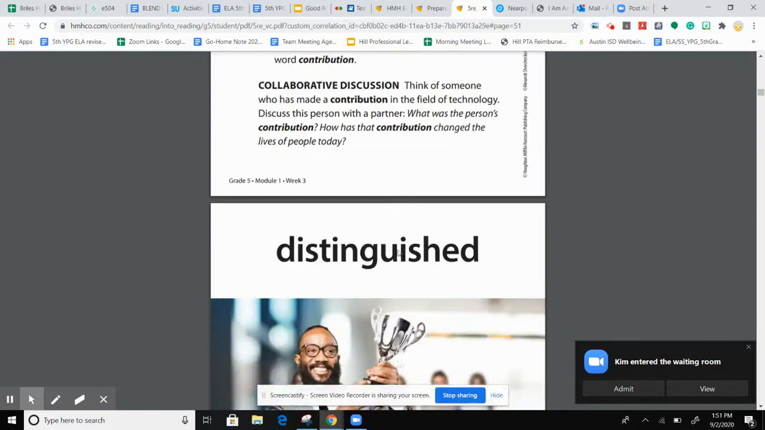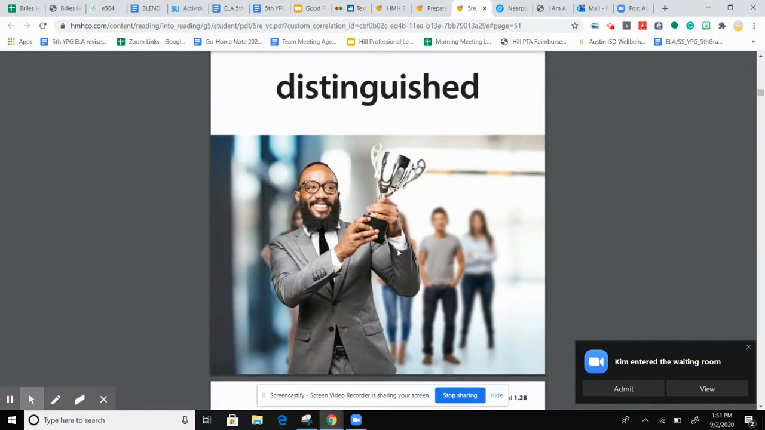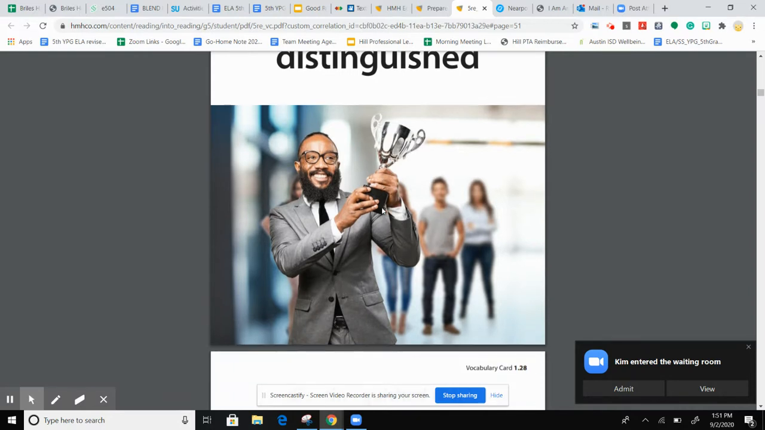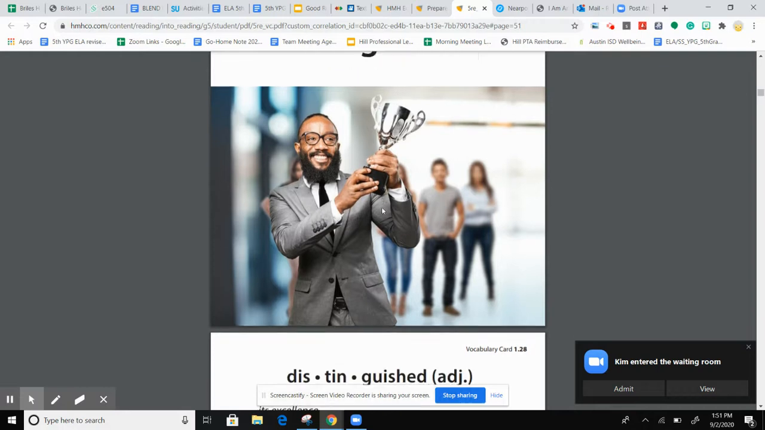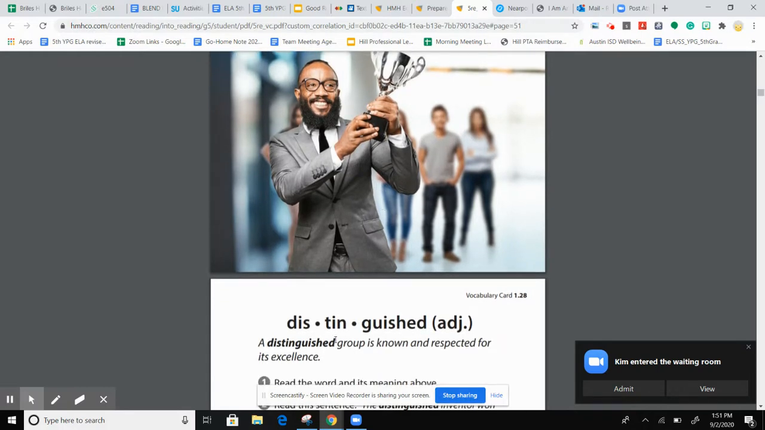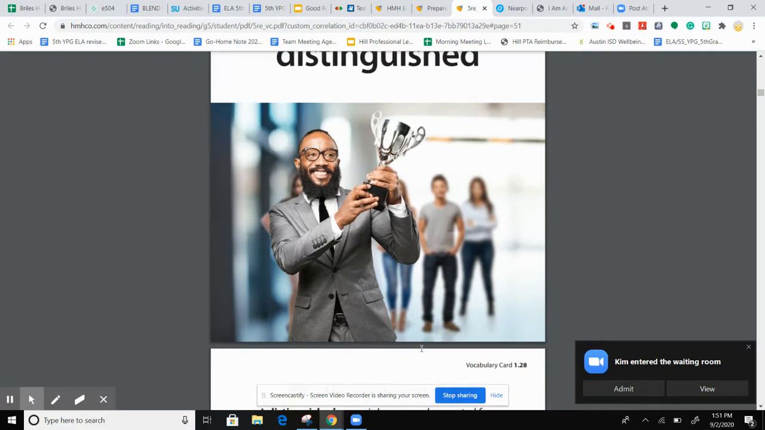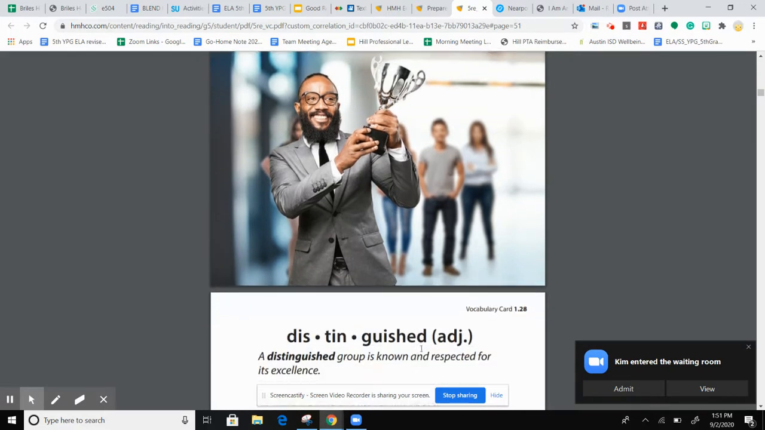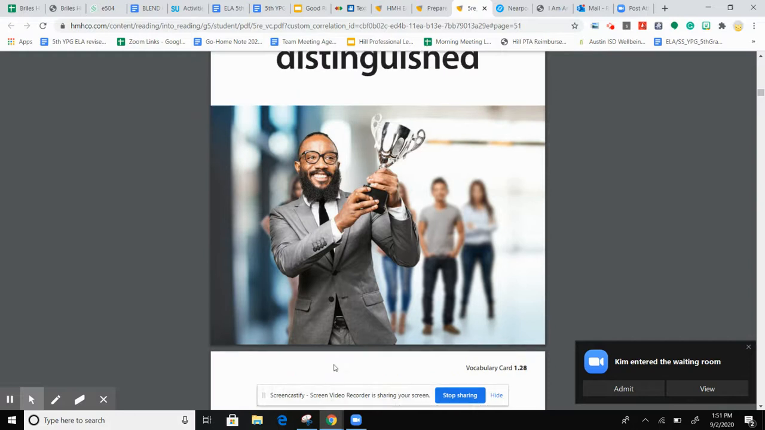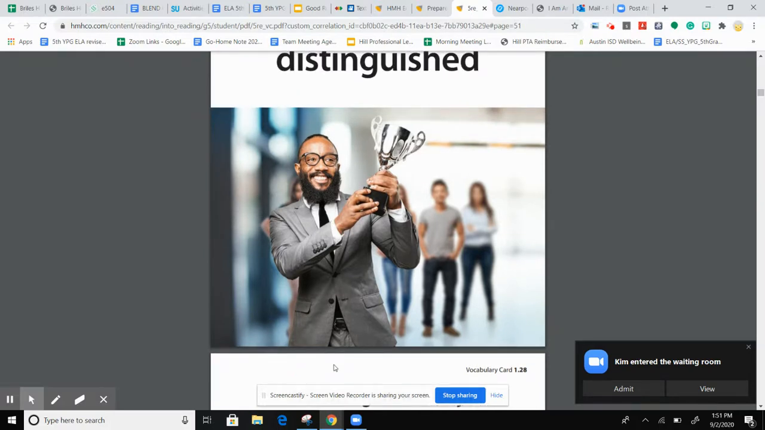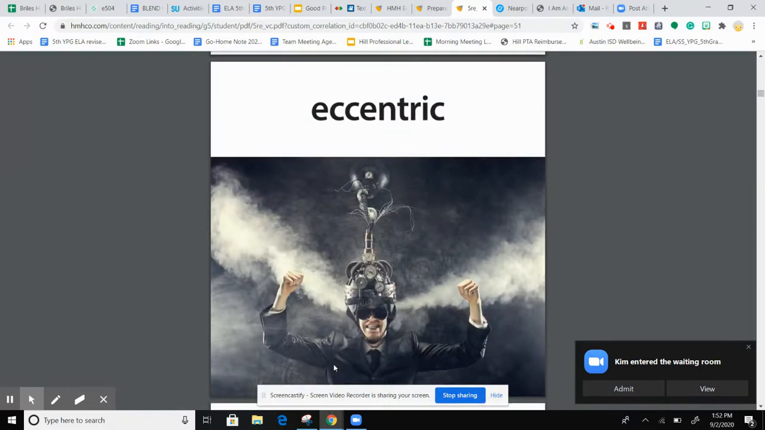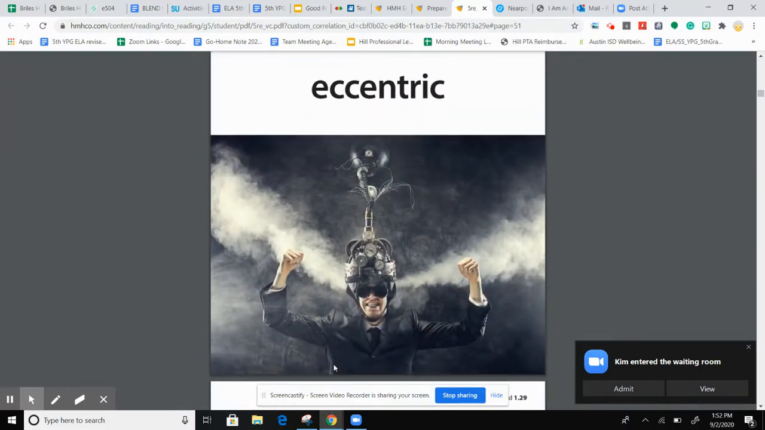So let's see, distinguished. This is a lot like prestigious. You can see he's holding this really cool award, and he's really proud, and he's dressed really nice. It's like you're known and respected for your excellence. You can be the teacher of the year for the whole Austin ISD. That would be a very distinguishing award. I'm sure many of your parents have won distinguishments.